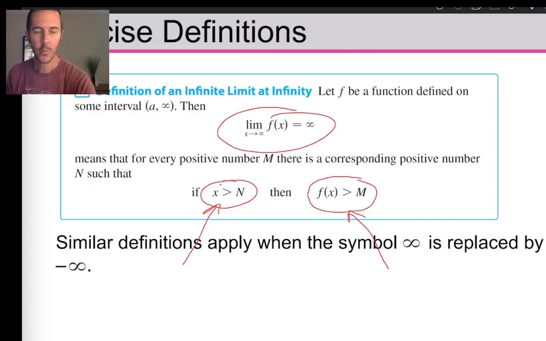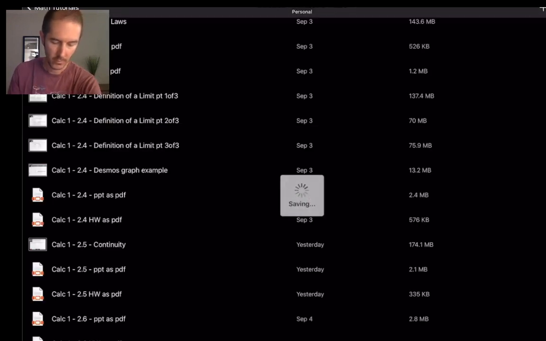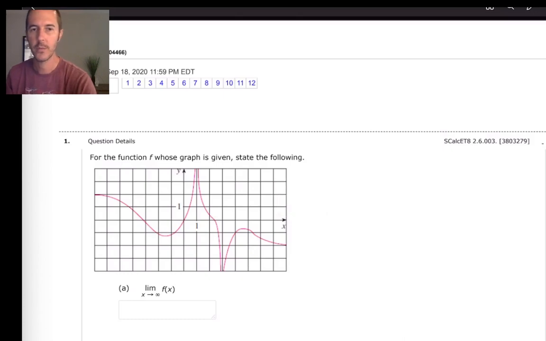We are at the 48-minute mark. Props for hanging in there. Let's just stay here and switch over and have a look at some homework. These are some more example problems that you might run into.